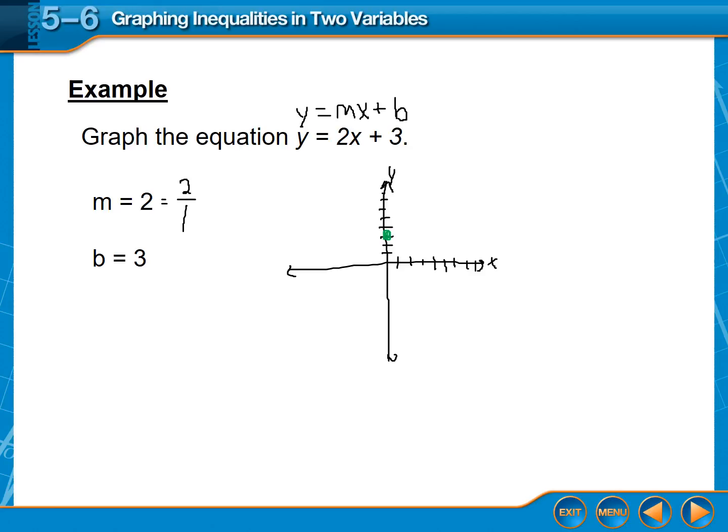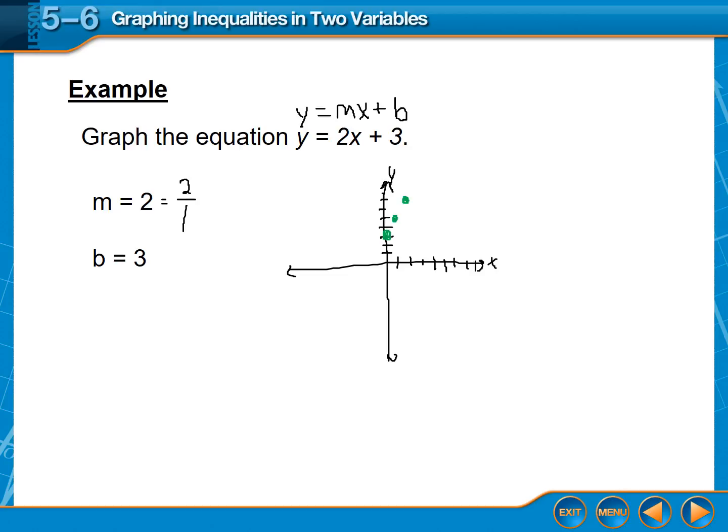So if I'm at 0, my graph is at 3, my starting point. If I move over 1 x value, my y value increases by 2. So if I go over to 1 on x, I go up from 3, I add 2 to 5 on my y-axis. If I move over another 1 on x, I move up 2 more on y. So I've got those points there.